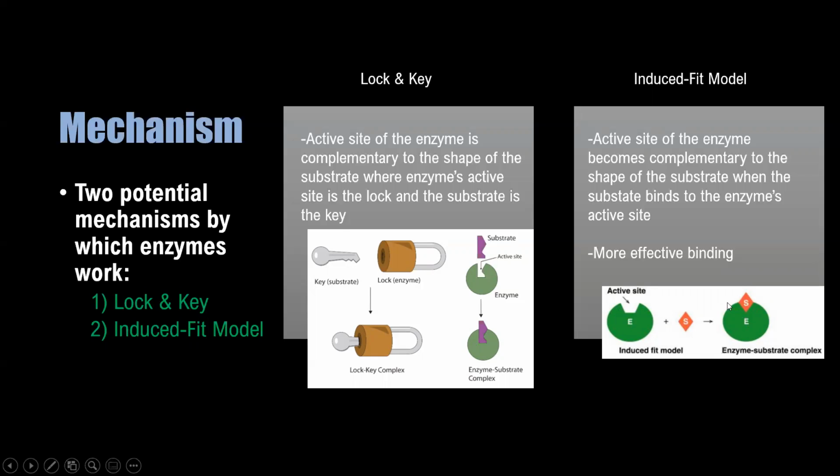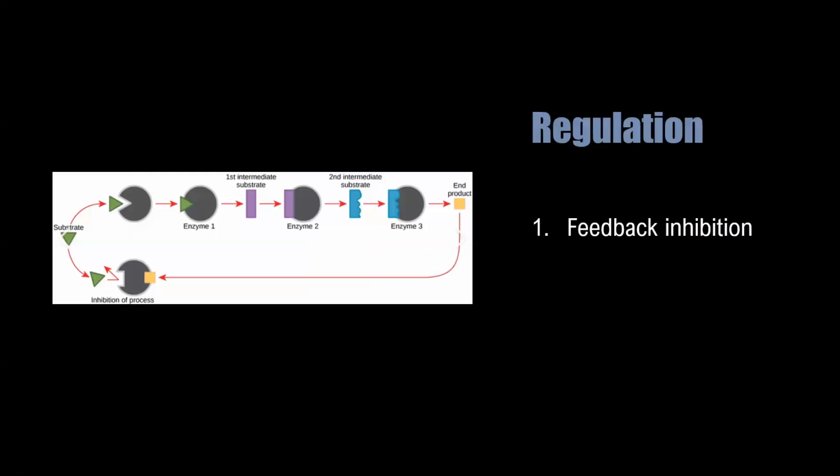So which of these two mechanisms has more effective binding of enzyme to substrate? Well, it's the induced fit model. And both of these mechanisms result in an enzyme-substrate complex where the substrate is bound to the enzyme. Enzyme-substrate complex is an intermediate product in the catalysis reaction.